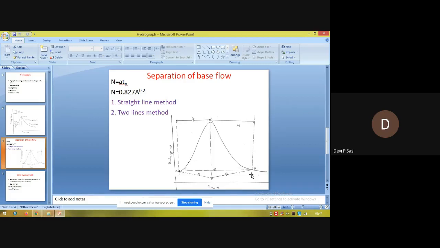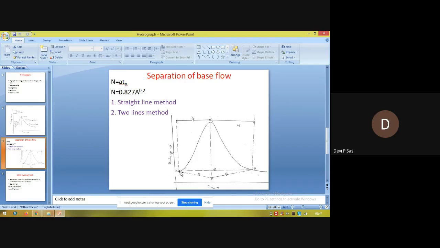So for separating base flow, we depend on two methods. One is the straight line method and the next is the two lines method. The simplest method among them is the straight line method. First, we can talk about the straight line method.